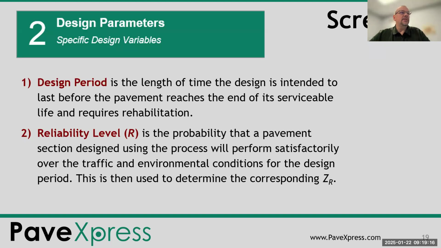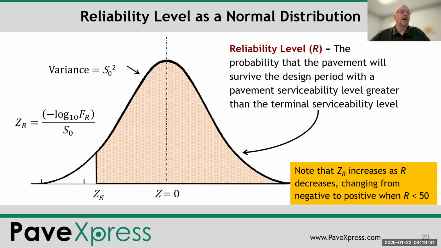Reliability level, that's the probability the pavement section designed using the process will perform satisfactorily over the traffic and environmental conditions for the design. And this is used when determining the corresponding Z sub R. When we talk about reliability, obviously Z sub R increases as R increases, changing from negative to positive when R is 50. So this is all your statistics. But there are guidelines within the application on what you should choose for your reliability factor.